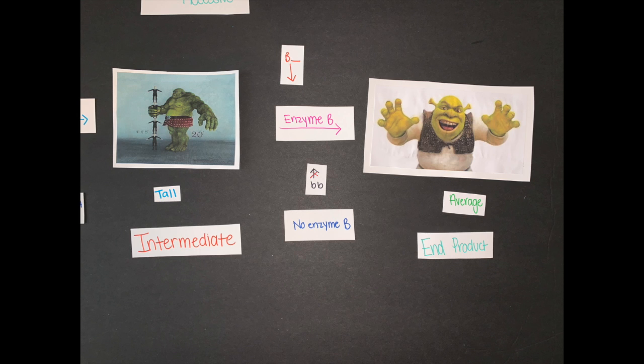Now let's look at the arrow that is between tall and average height. This arrow holds the enzyme B, big B dash. The dash represents that it can have big B or little b. If there's 2 little b's, then it stays at tall.